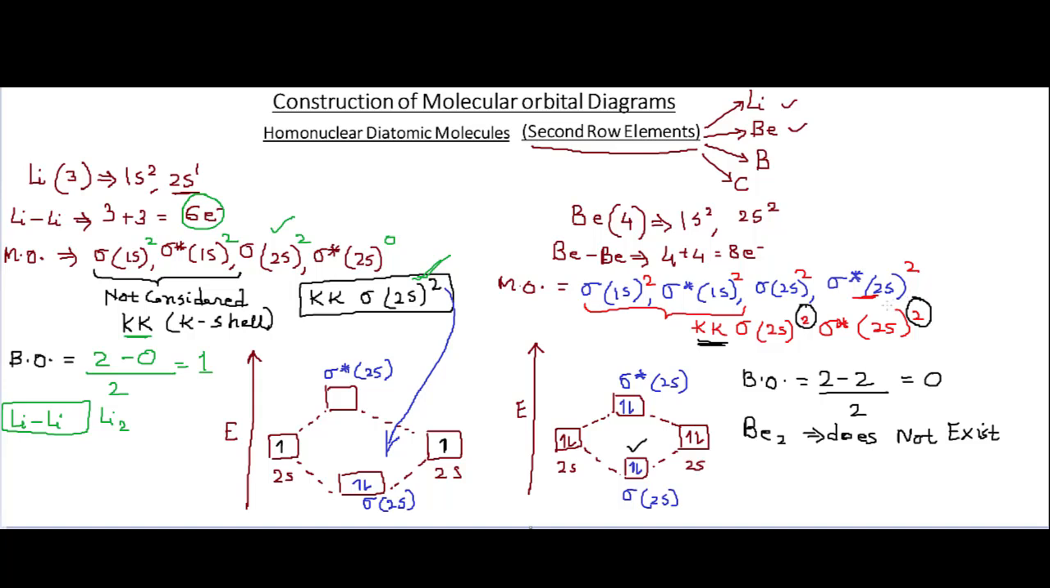So this is how we construct the molecular orbital diagrams for lithium and beryllium molecules, and I hope it's clear to you. It's quite easy, and I hope this helps.